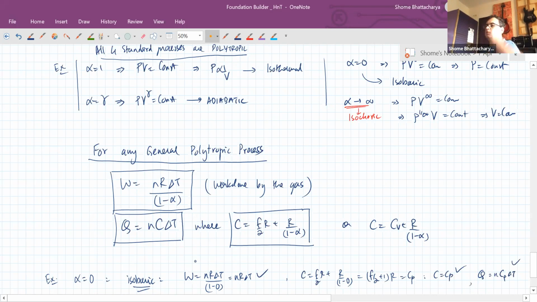But this will work for all processes, and we'll discuss the derivation and the proof of this in a moment. Whenever we are dealing with a polytropic process, we can directly use these formulae for calculation of the two path dependent quantities Q and W. Of course, delta U is universal for all processes because it's a state function. So for that, we don't need any particular formulae. It's a universal formula.